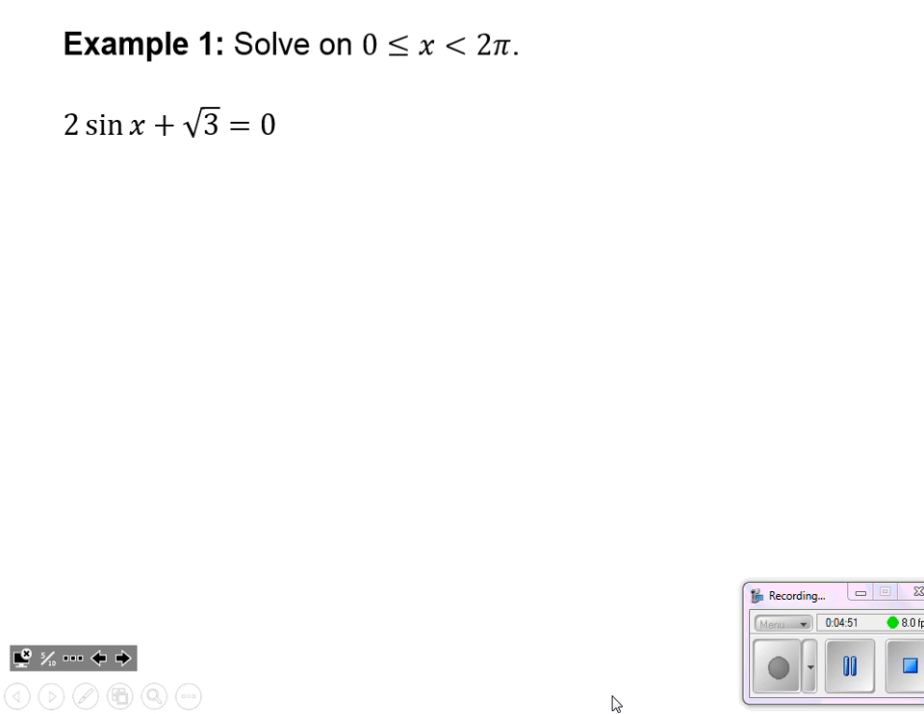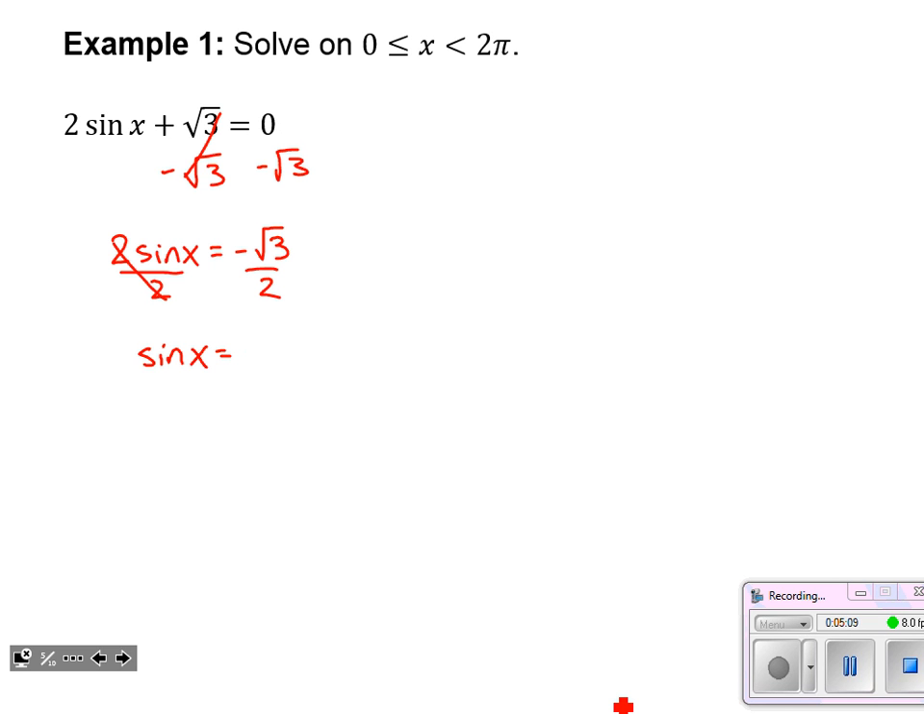So the first one, 2 sine of x plus root 3 equals 0. I want to isolate the trig function, so I'm going to subtract root 3 from both sides. That means 2 sine of x equals negative root 3. And then I can divide away the 2.